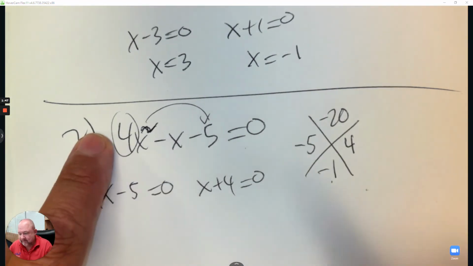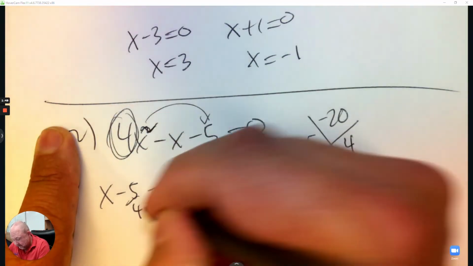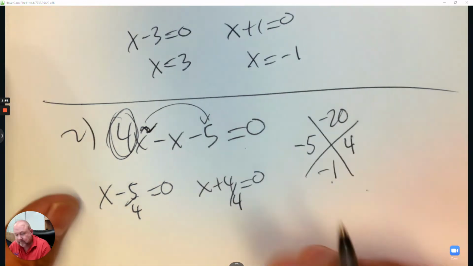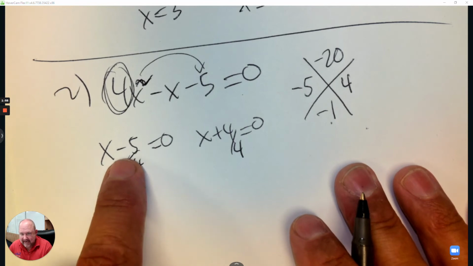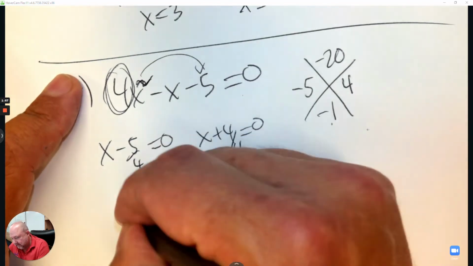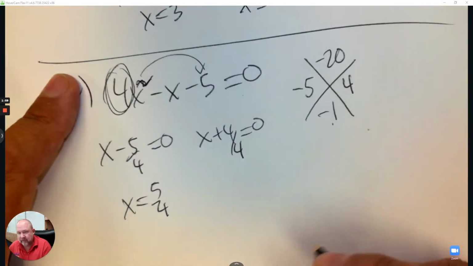But we need to divide by the leading number. We have to divide by 4. If I have a fraction, I'm not going to slide it. I'm just going to add that fraction to the other side. So the answer is positive 5 over 4.